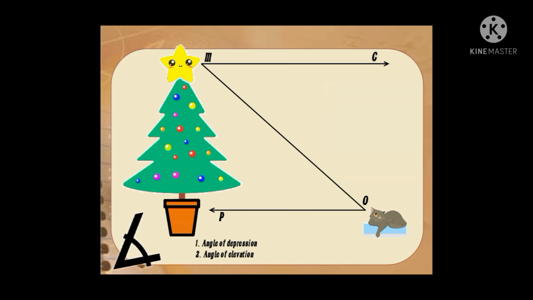Time's up. Number 1, angle of depression. So angle of depression would be angle CMO or angle OMC. Number 2, angle of elevation. Here's the angle of elevation. So that would be angle POM or angle MOP. Got it right?